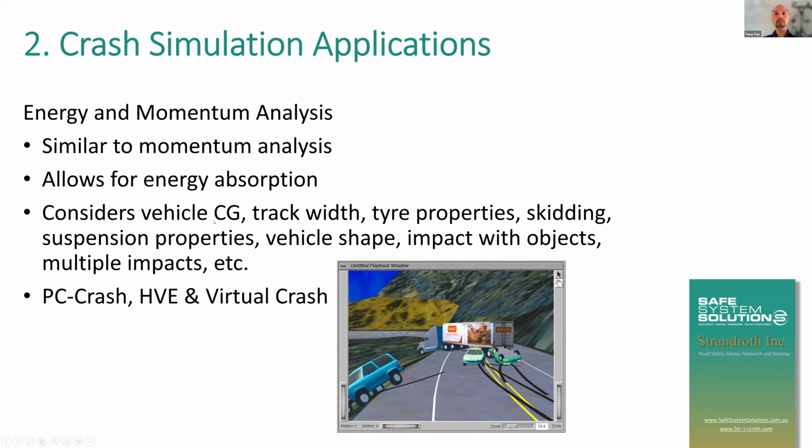So for example, here you would ideally specify the center of gravity, the track width, the tire properties, skidding, suspension properties, vehicle shape, and so on and so forth. And you can also specify multiple impacts, and you can also analyze vehicle impacts with solid objects as well. So examples of this are PC Crash, HVE, and Virtual Crash. As I said, they're starting to blur, so there's not a distinct line sometimes.